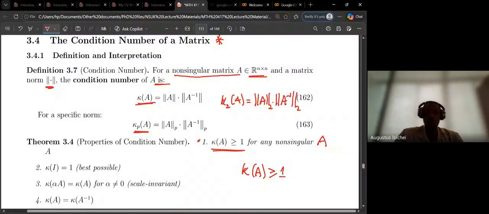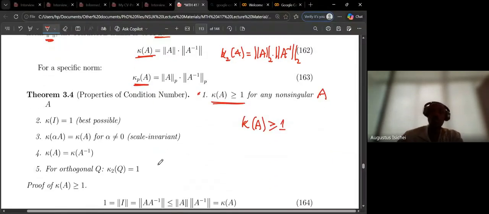Property 2. The kappa of the identity matrix is always equal to 1. This is best possible. Number 3, the kappa of a scalar multiple, alpha times a matrix A, is equal to the kappa of A for all scalars that are not equal to 0.